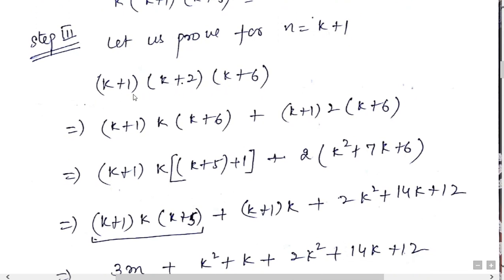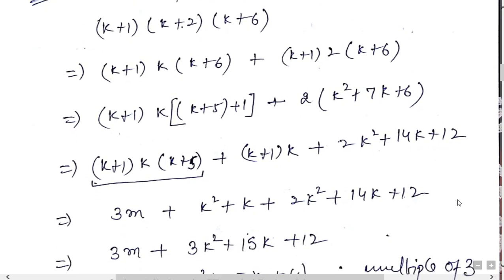Let us try to design this value, (k plus 1). Split (k plus 2) into 2 parts, k and 2. Then split (k plus 6) into 2 parts, (k plus 5) and 1, so that I can generate k into (k plus 1) into (k plus 5). Simply multiply (k plus 1) into k with (k plus 5), then (k plus 1) into k with 1, then 2 multiplied by k square plus 7k plus 6, it's 2k square plus 14k plus 12.